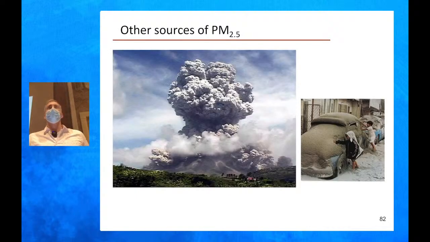There's natural sources of particulate matter. This is a volcano. It produces all this ash. It puts a lot of this particulate matter in the air, which obviously can be bad for you. You can see this has fallen on a city, and it's coated cars almost like snow, so much of it.